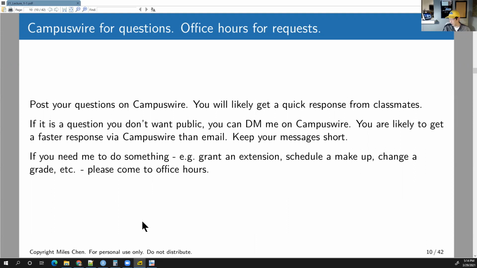We have Campuswire. I believe I sent you invitations, and you can also send me direct messages on Campuswire. And if you keep your messages short, I can probably give you a quick response and things like that. Okay, if you need an extension or something like that, you can message me via Campuswire or come to office hours.